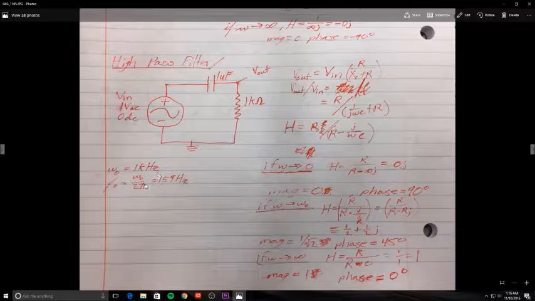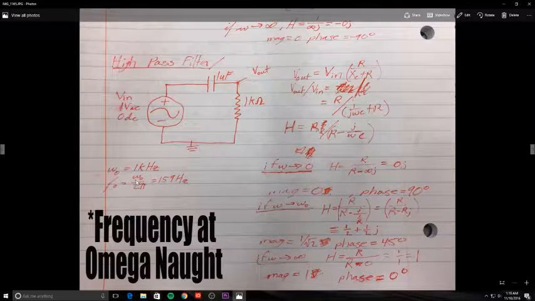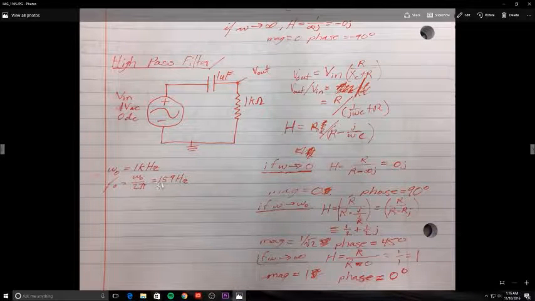One thing that we wanted to calculate was what our magnitude would be at omega naught. After we calculate that out, we get 159 hertz for our frequency at that point, which Ben will explain real quick in an LTspice simulation.